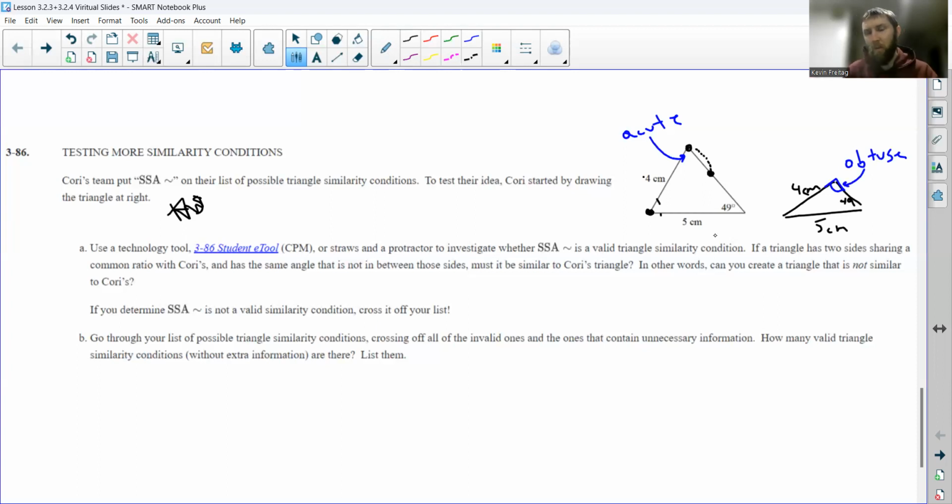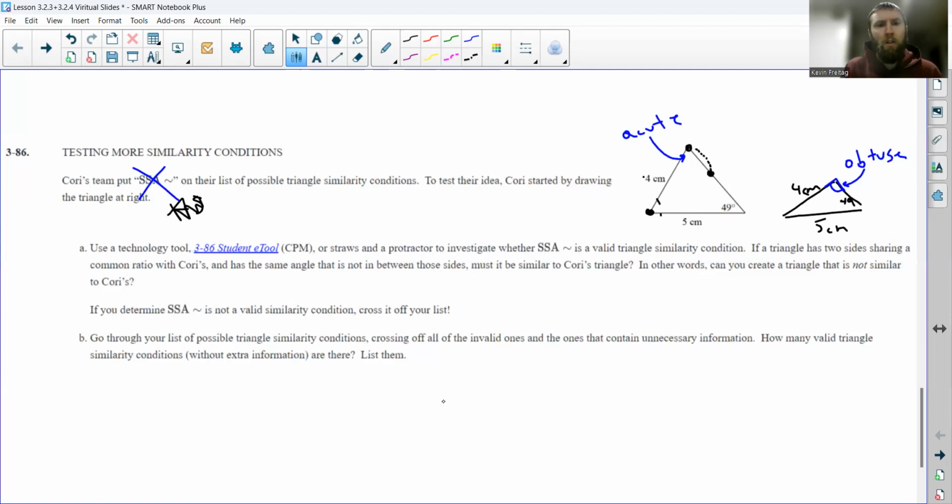So they cannot be similar triangles, but both have a 49-degree angle, both have a 5-centimeter side and a 4-centimeter side, right? But that angle is not between the two sides, which wrecks the whole thing. So side-side-angle or angle-side-side, donkey butt word, is not an okay similarity shortcut. Okay, so please do not ever write SSA on a geometry test or homework or anything like that.